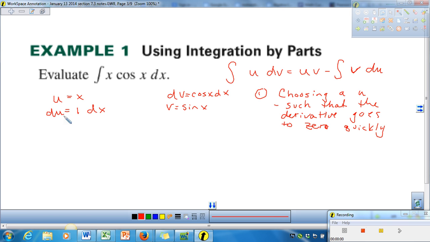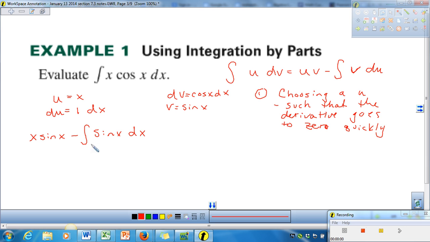All right, so now we set up our solution in the form of the right side of our integration by parts format. So uv would be what? Would be x sine x minus the integral of v du. Our v is sine x. Our du is 1 dx.